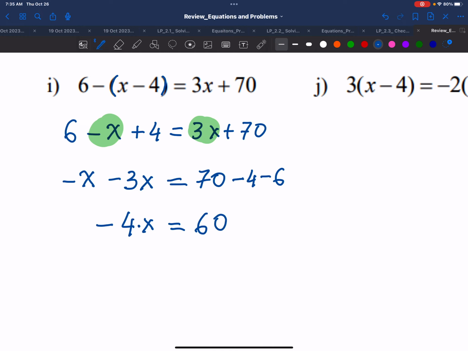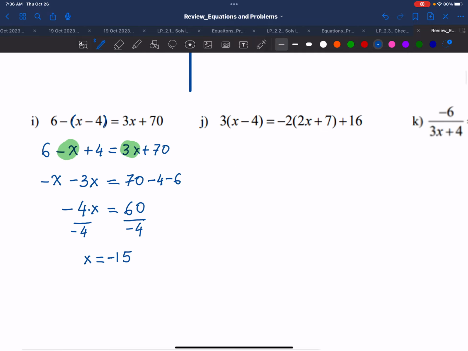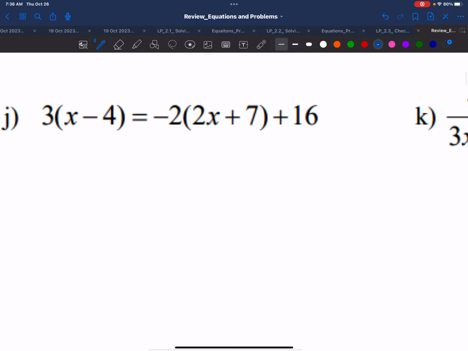Now isolate x from negative 4, which is a number multiplying it, which means that we divide both sides by negative 4. Now we have x equals 60 divided by negative 4, which is equal to negative 15. Remember, negative.